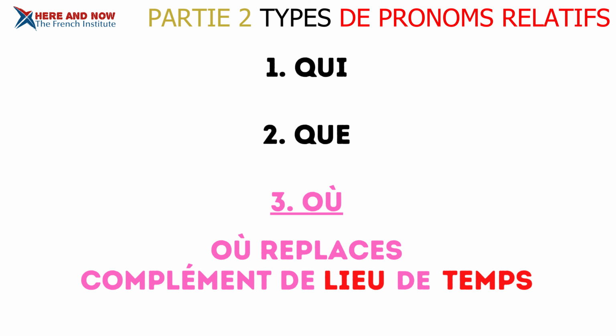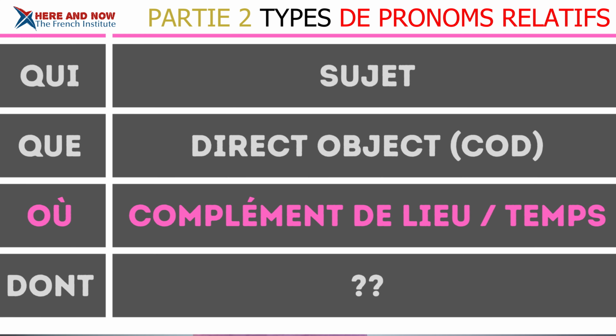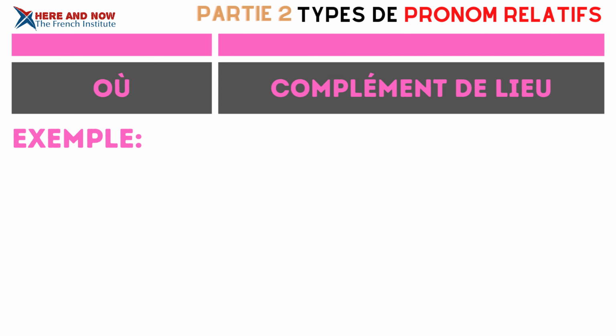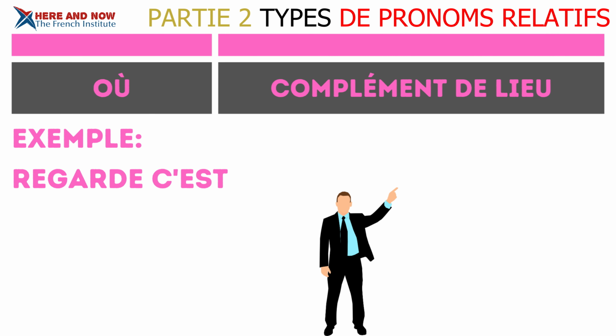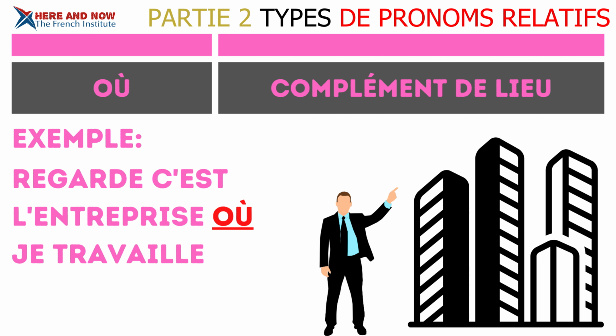Pronom relatif 3 of 4. Où. Où remplace un complément de lieu ou de temps. In English, we can say that it replaces a place or a moment. Example with complement of place. Let's see the example. Regarde, c'est l'entreprise où je travaille.